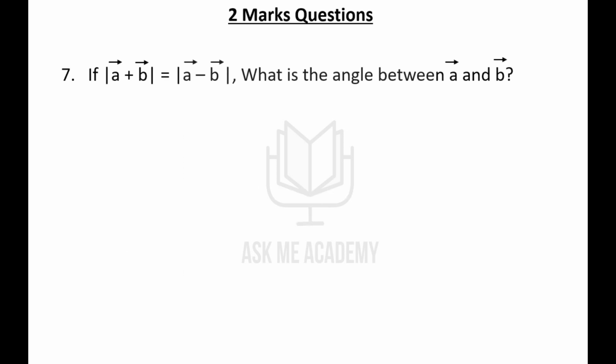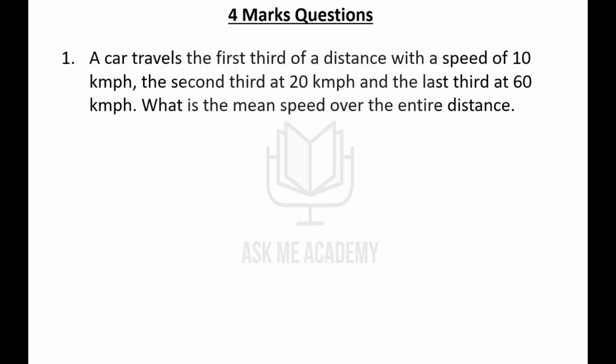The next question is, if mod of vector A plus vector B is equal to mod of vector A minus vector B, what is the angle between vector A and vector B? This is generally a 4 marks question, but once this was asked for 2 marks, that was in Telangana March 2018. Now let us come to the 4 marks questions.